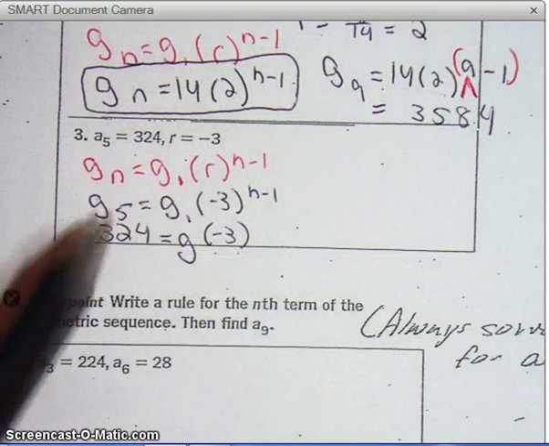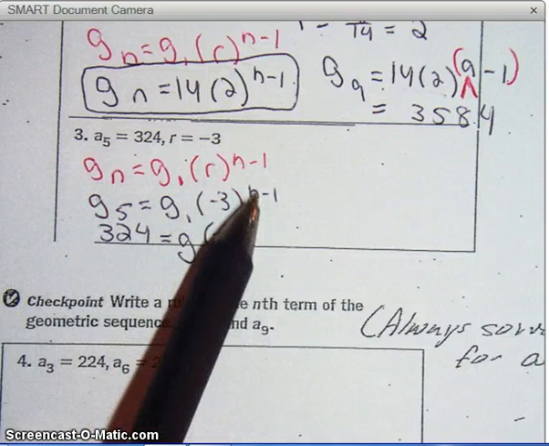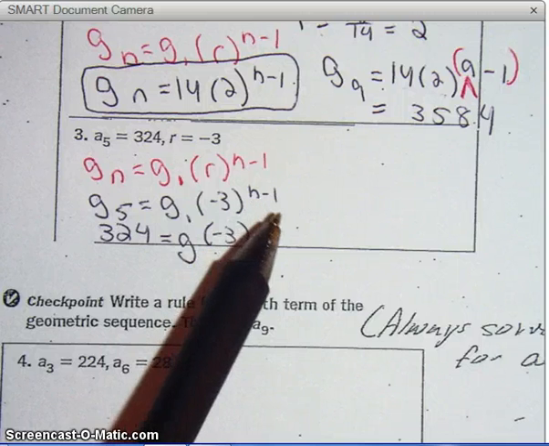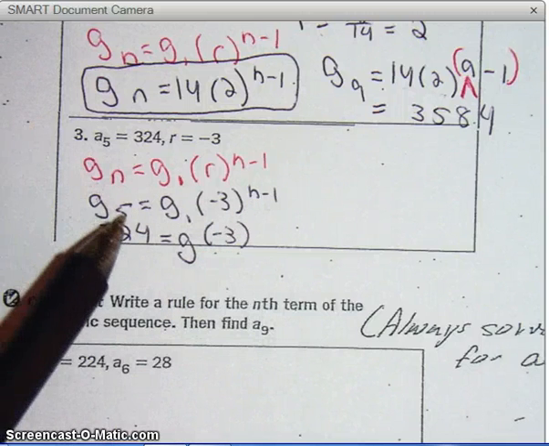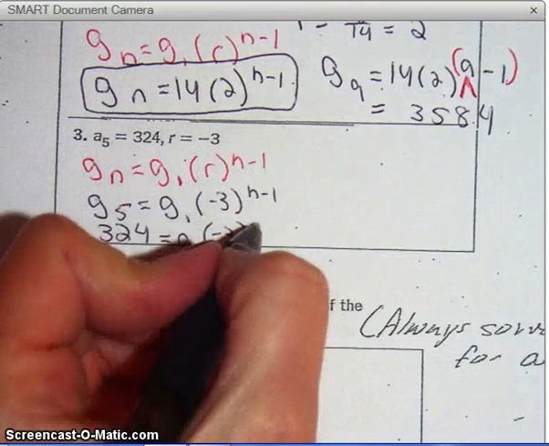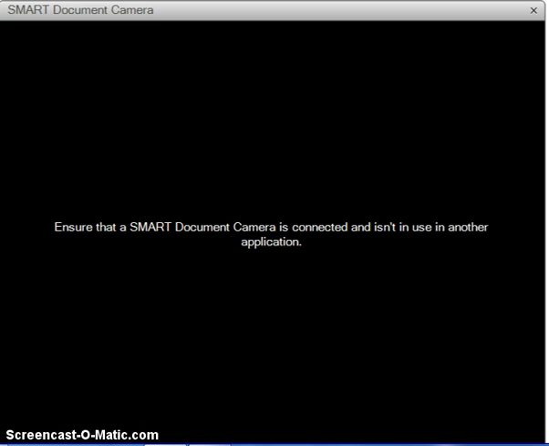Okay. And Sierra, if we put 5 here for n, what should we put over here for n? Pardon? If we put 5 here for n, what goes here for n? 5. Okay? Oh, I saw what you did.